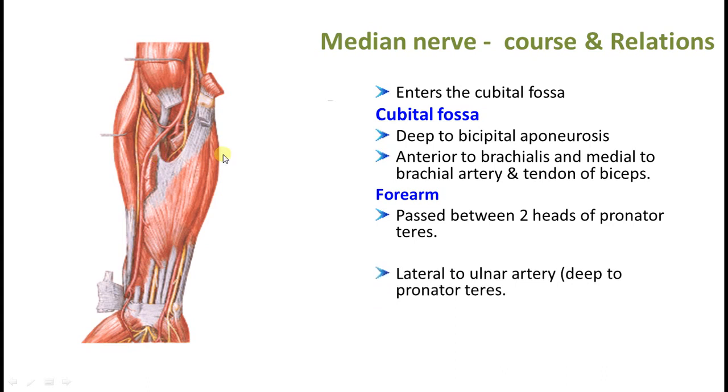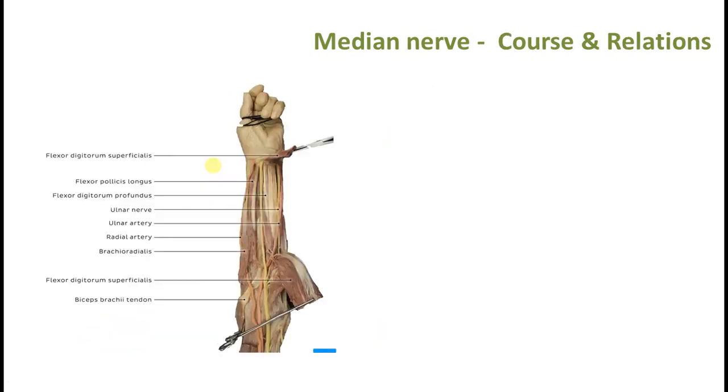Now here you are able to see the brachial artery dividing into the radial artery, which is somewhat superficial in its course, and the ulnar artery. The ulnar artery is present medial to the median nerve. So after passing between the two heads of the pronator teres, it is present between the tendinous origin of flexor digitorum superficialis, as I told you. Then in the forearm, it is present between the flexor digitorum superficialis above and the flexor digitorum profundus below.